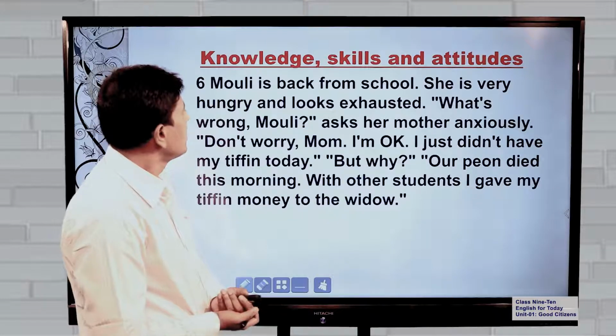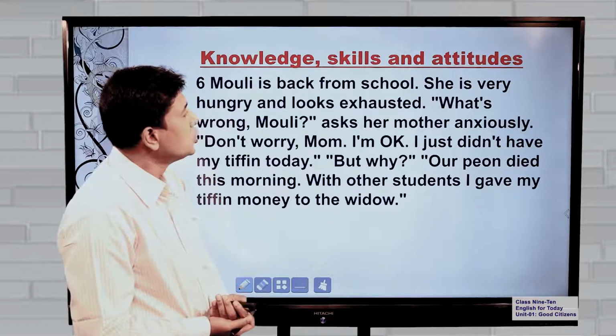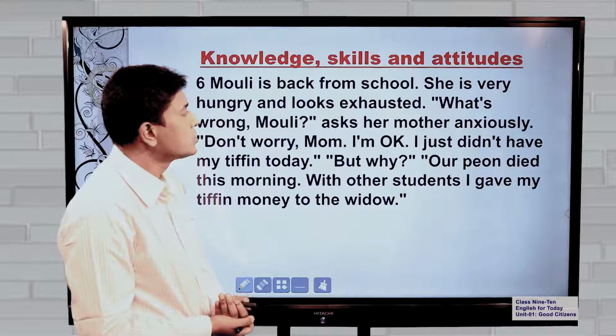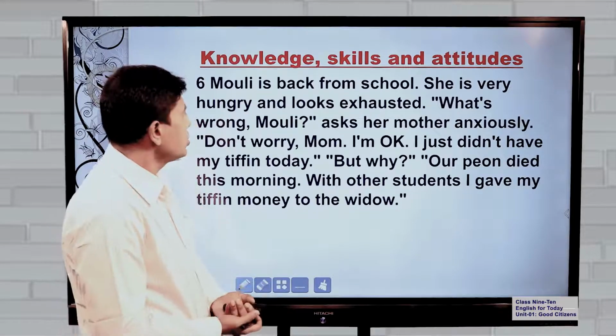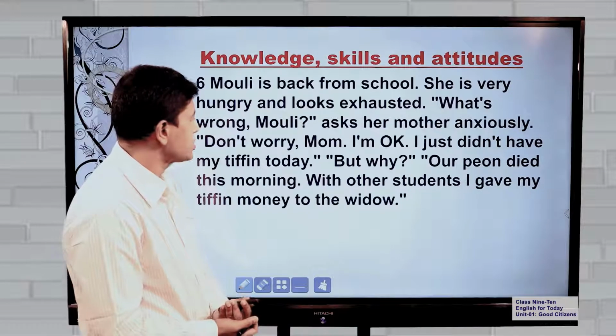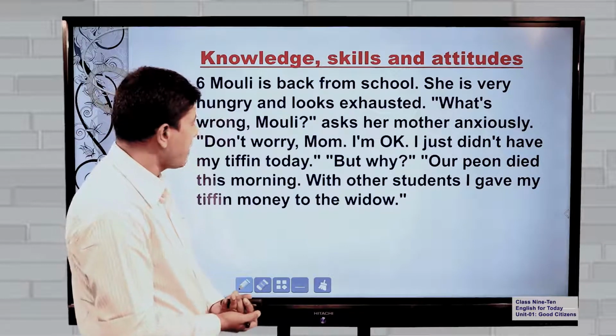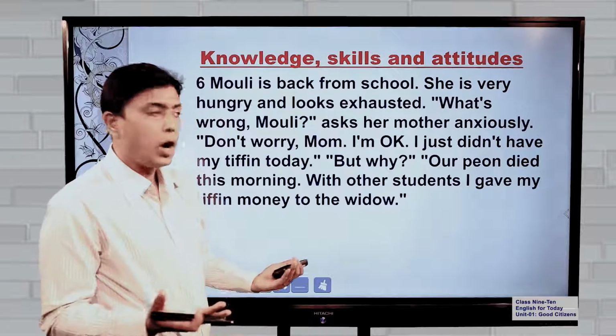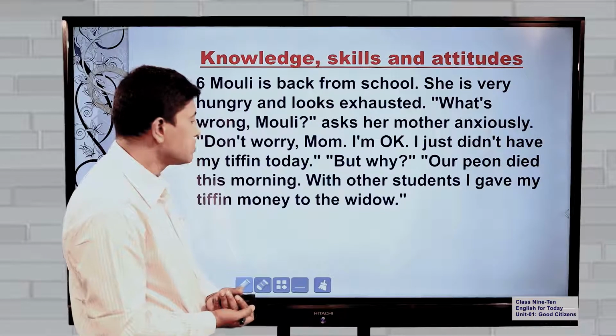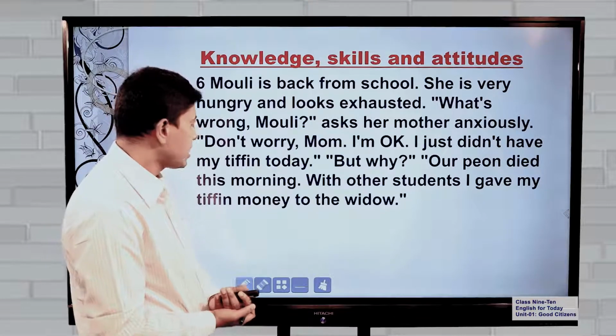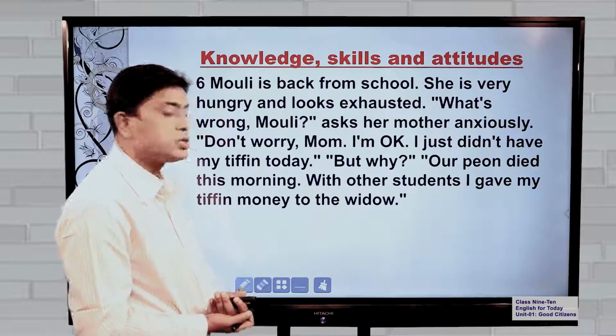Number 6. Mowli is back from school. She is very hungry and looks exhausted. "What's wrong, Mowli?" asks her mother anxiously. "Don't worry, Mom. I'm okay. I just didn't have my tiffin today." "But why?" "Our peon died this morning. With other students, I gave my tiffin money to the widow."